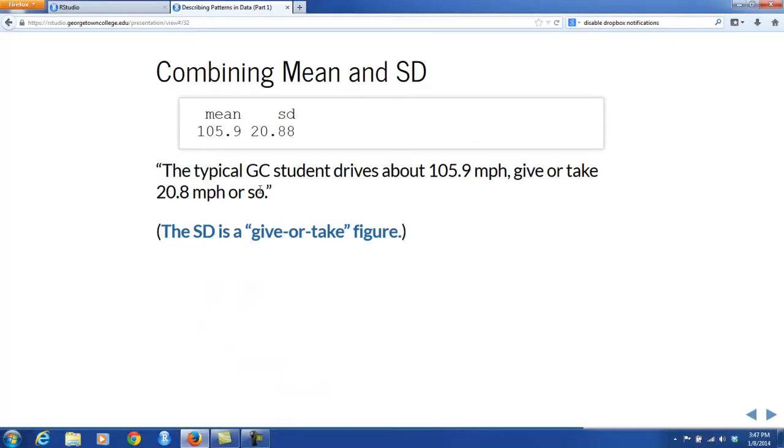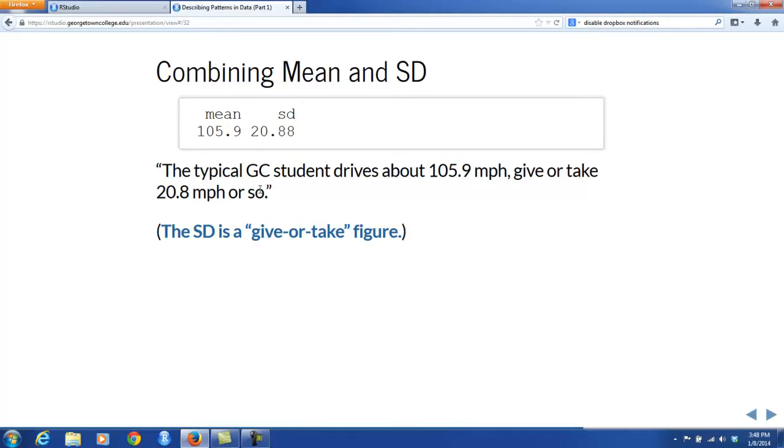We'll think a little bit more about computing that, but what I really want you to know is how to use these two numbers, the mean and the standard deviation, together to give people an idea of what those fastest speeds are like. So once you know the mean and the standard deviation of a numerical variable like fastest, interpret it in a little sentence like this. So for fastest, you might say, the typical Georgetown College student drives about 105.9 miles per hour, give or take 20.8 miles per hour or so.